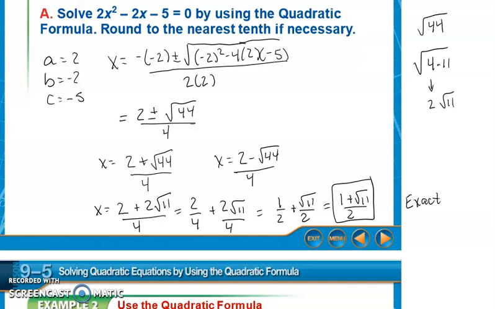So we'll do the same thing on this one. This is 2 minus 2 square roots of 11 over 4. So 2 divided by 4 is 1/2. Let me rewrite that so you can see it better. So this is 1 minus the square root of 11 all over 2, because I'm dividing by 2 here, which means you have to divide each of those by 2, and you get 1 for each of those.